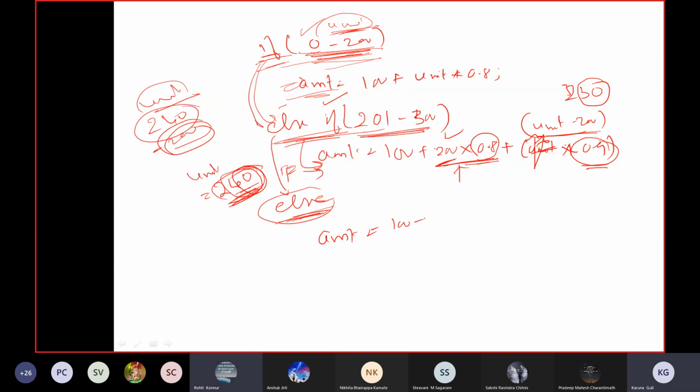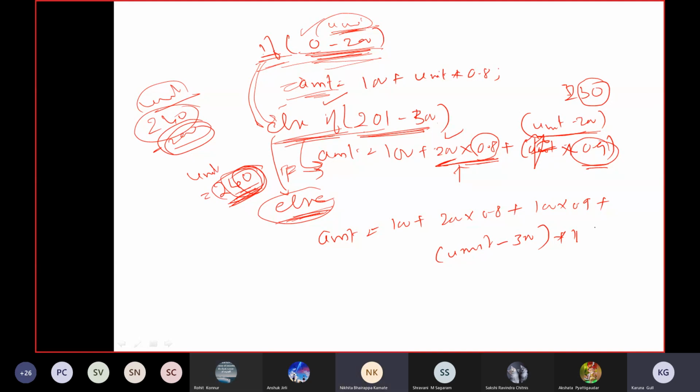100 plus 200 into 0.8 plus 100 into 0.9. Very good. Plus what? The left out amount. How do you find the left amount? Unit minus 300. Very good. Unit minus 300 is going to give you the left out unit, and this unit is multiplied with 1 rupee. Is it okay?